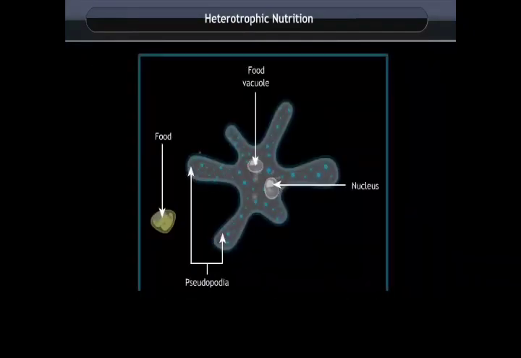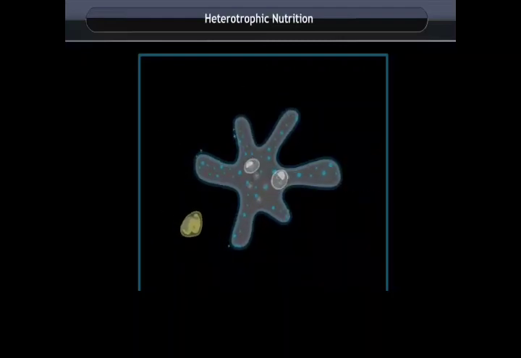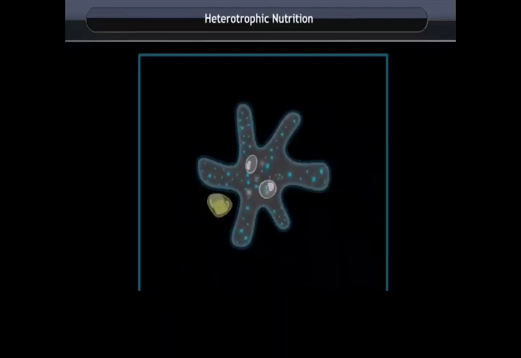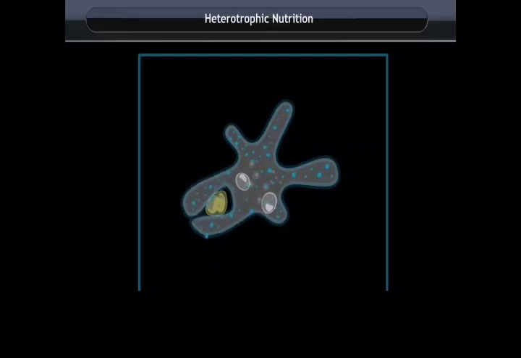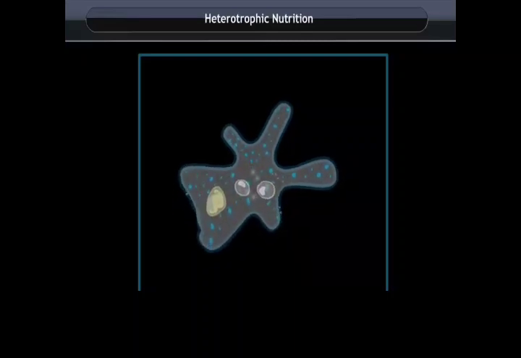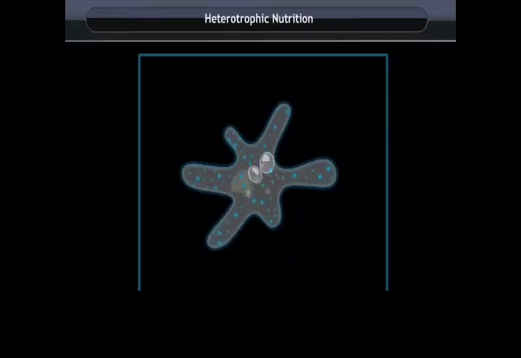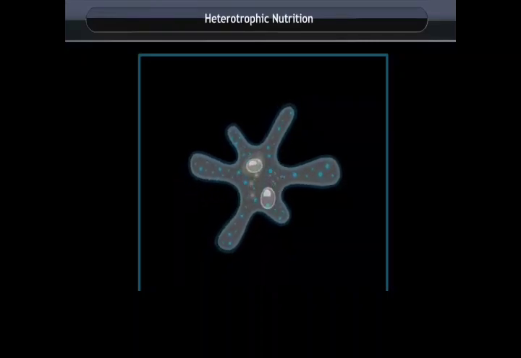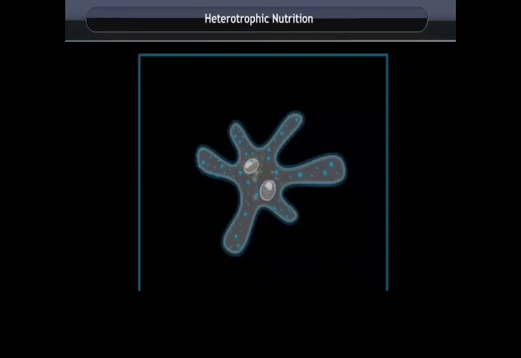However, the nutrition of amoeba is different from molds. Amoeba takes in food using temporary finger-like extensions of the cell surface which fuse over the food particles, forming a food vacuole. Inside the food vacuole, complex substances are broken down into simpler ones which then diffuse into the cytoplasm. The remaining undigested material is moved to the surface of the cell.